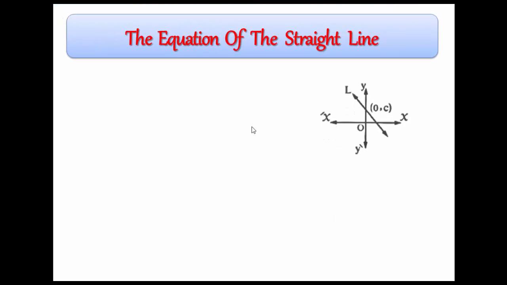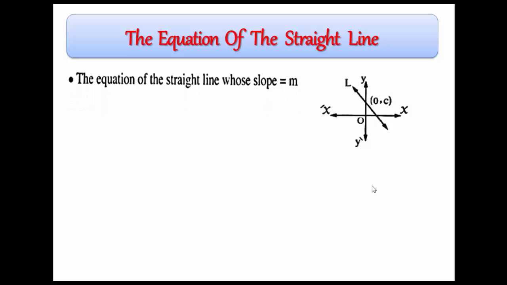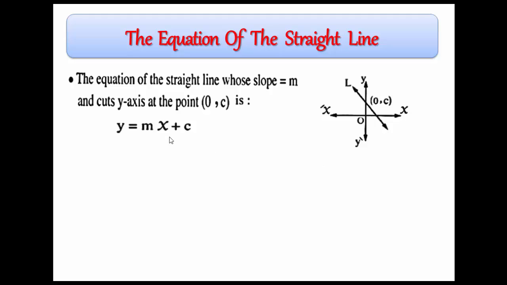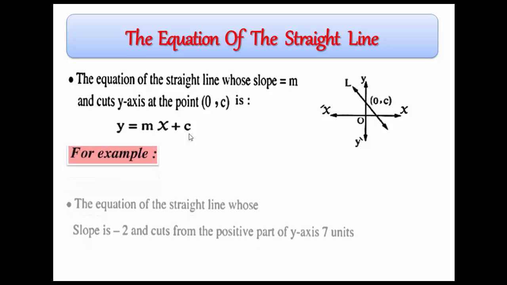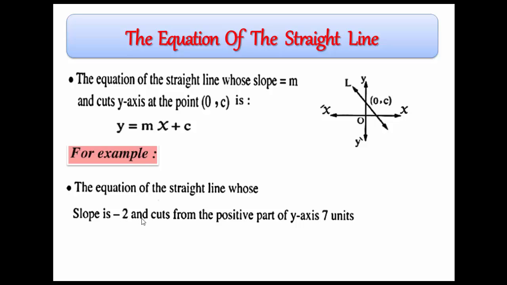The equation of the straight line. The equation of a straight line whose slope is m and which cuts the y-axis at the point (0, c) is y equals mx plus c. For example, the equation of the straight line whose slope is -2 and which cuts 7 units from the positive part of the y-axis will be y equals -2x plus 7. Here -2x represents the slope and 7 represents the number where the straight line cuts the y-axis. Then the equation will be y equals -2x plus 7.